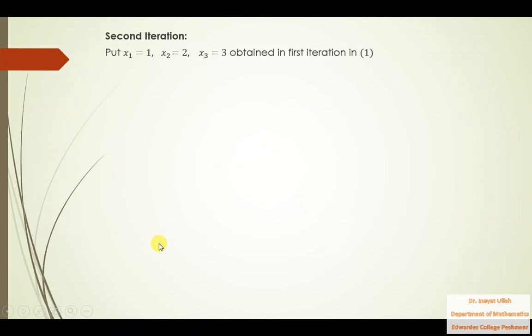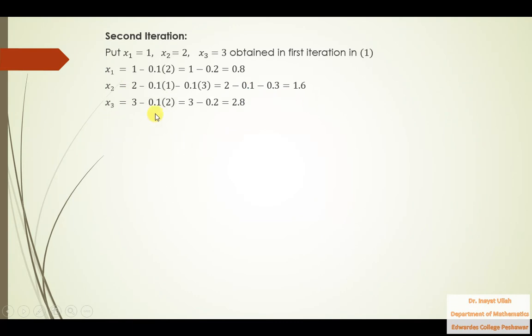The second iteration will be performed by using the new values of x1, x2 and x3 and the system of equations 1. In the first equation, whenever we put x2 as 2, we get the new value of x1 as 0.8, and in the second equation we need to put x1 and x3. x1 is 1 and x3 is 3 to get the new value of x2 as 1.6, and in the third equation put x2 as 2 to get the new value of x3, which is 2.8. So that is the second iteration.